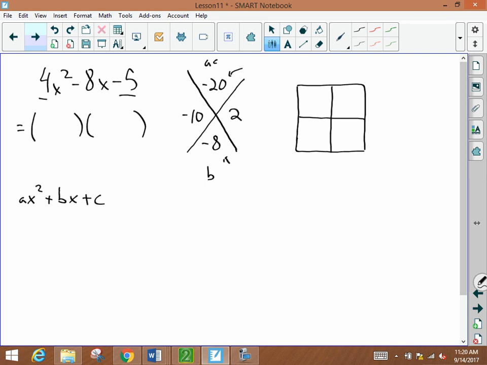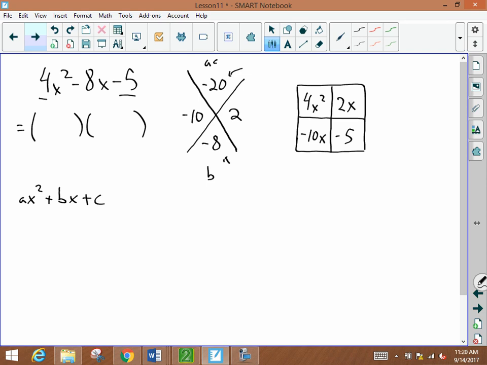And it's always going to be a 2 by 2 box if you're using the X-box method of factoring. In here is going to go my first term. My last term goes here. And then my 2 terms from my box, or from my X, go over yonder.